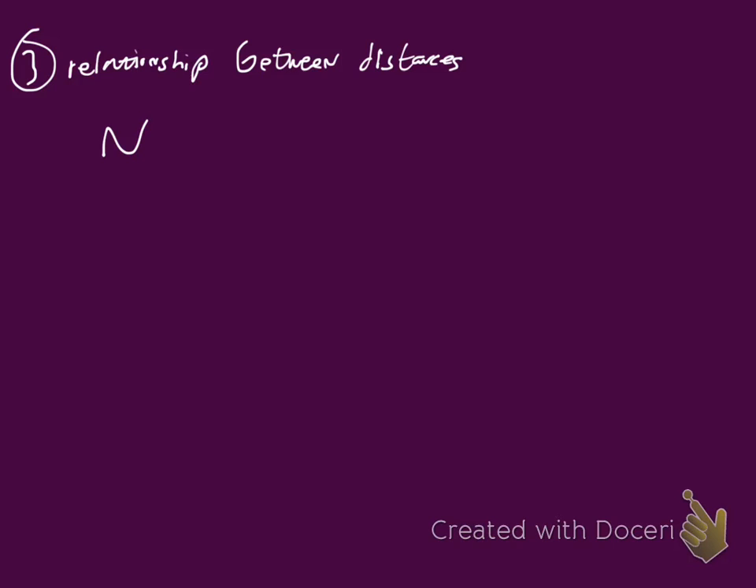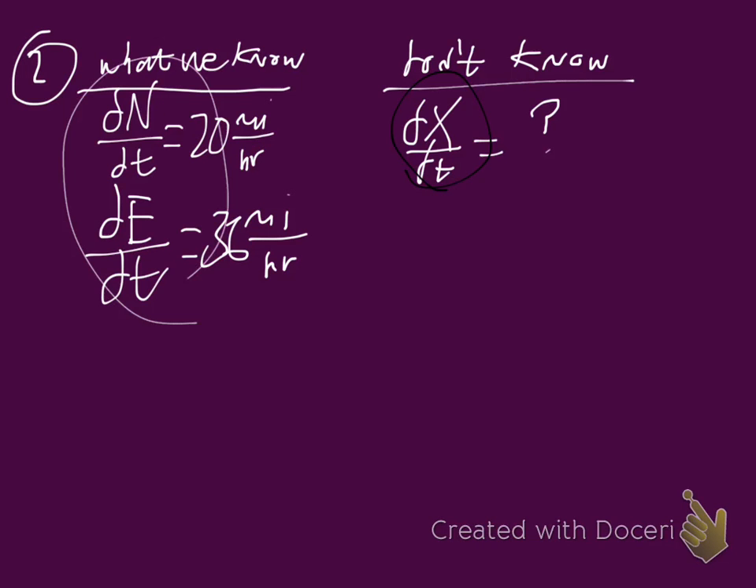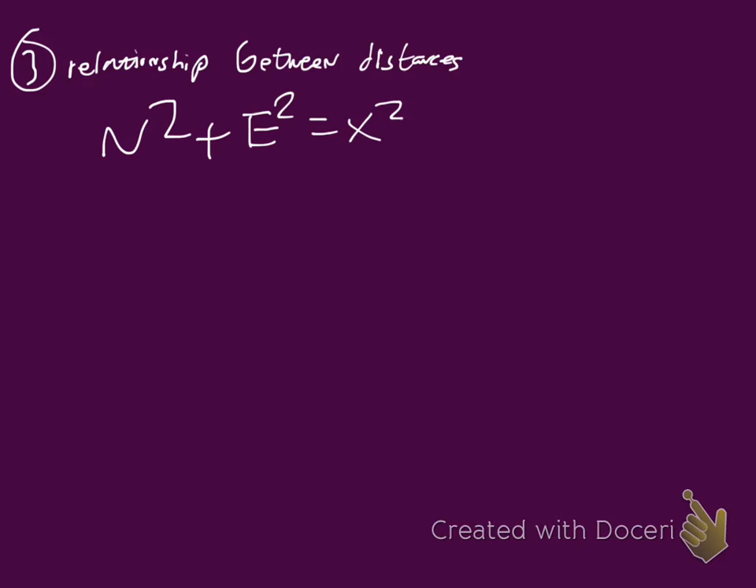So now I'm going to write it over here. n squared plus e squared equals x squared. Is this a relationship between the two rates? No, it's not. Rates aren't even part of this. This is only distances, which is why when we get to step 4, we are going to differentiate it.